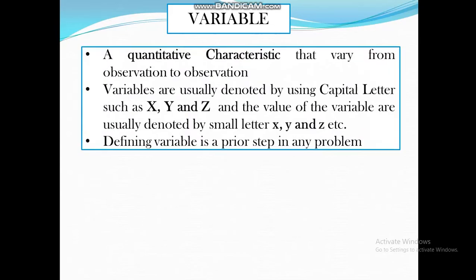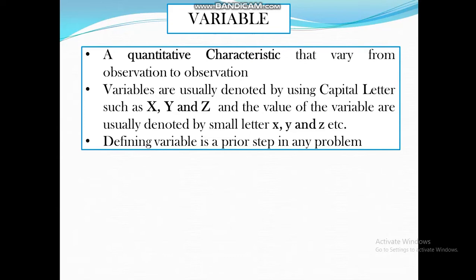Okay, next topic is variable. So what is variable? Variable means it is a quantitative character that varies from observation to observation. We denote a variable using a capital letter, that is X, Y, Z, and the value of the variable we denote by the small letter x, y, z.